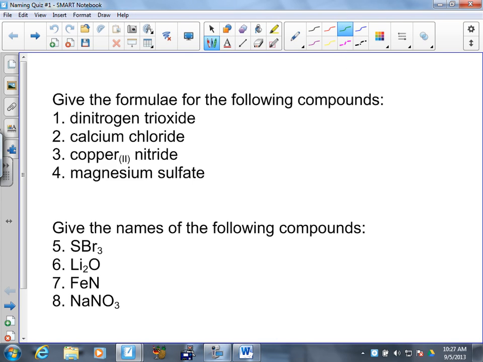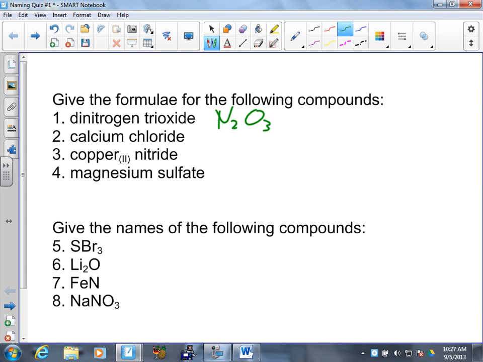Watch and listen carefully here, guys. So for number 1, we've got dinitrogen trioxide. What do the prefixes tell us? The numbers, right? It's molecular. So di means 2, that's N2. Tri means 3, N2O3, 1 mark.